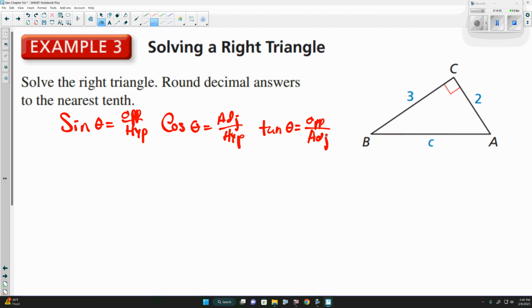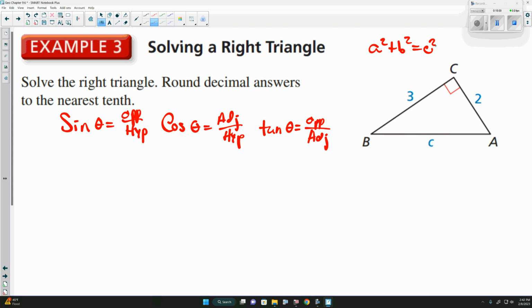Now looking at this here, we do have two sides that are given, yes? Because we're told two sides of the triangle, 2 and 3, but we don't know what the third side is. So can we still find it? Because we could use sine, cosine, or tangent to find it, or we can just use Pythagorean theorem.